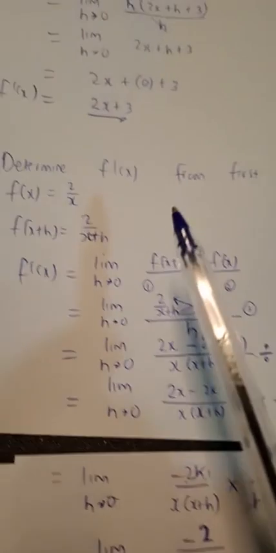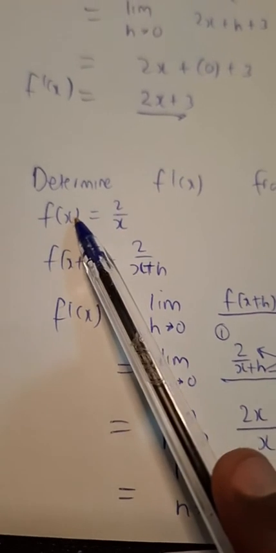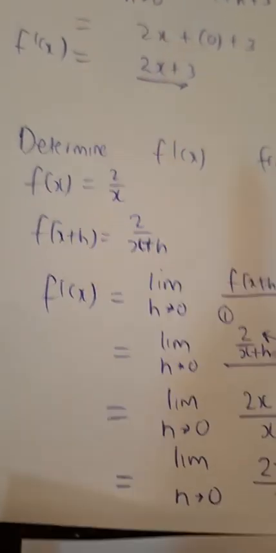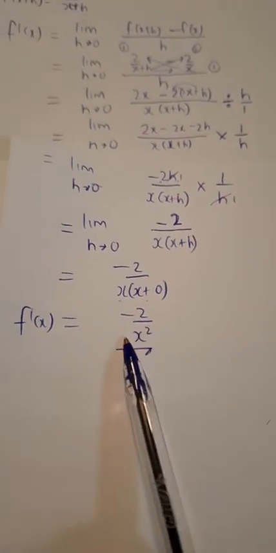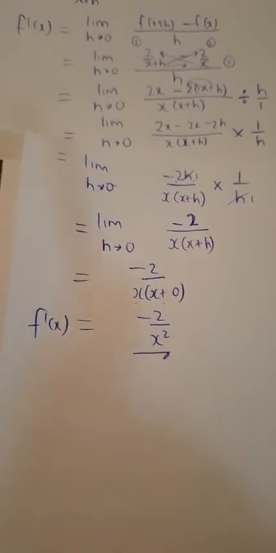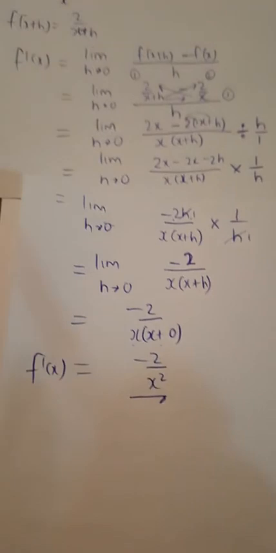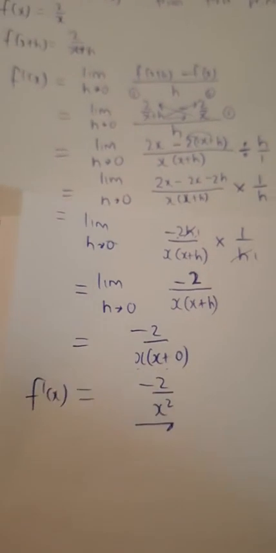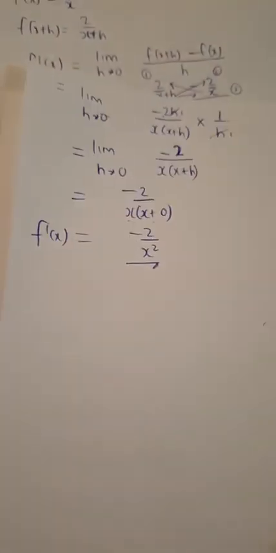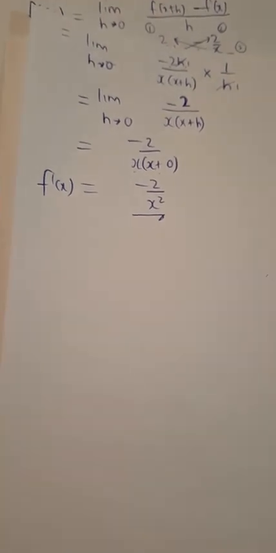All right, now this here is a hyperbola function. The derivative of the hyperbola function is basically derived, and we get a negative 2 over x squared. All right, so I hope you guys see what is happening as we derive from first principles. Okay, and maybe we can do one last one from first principles.